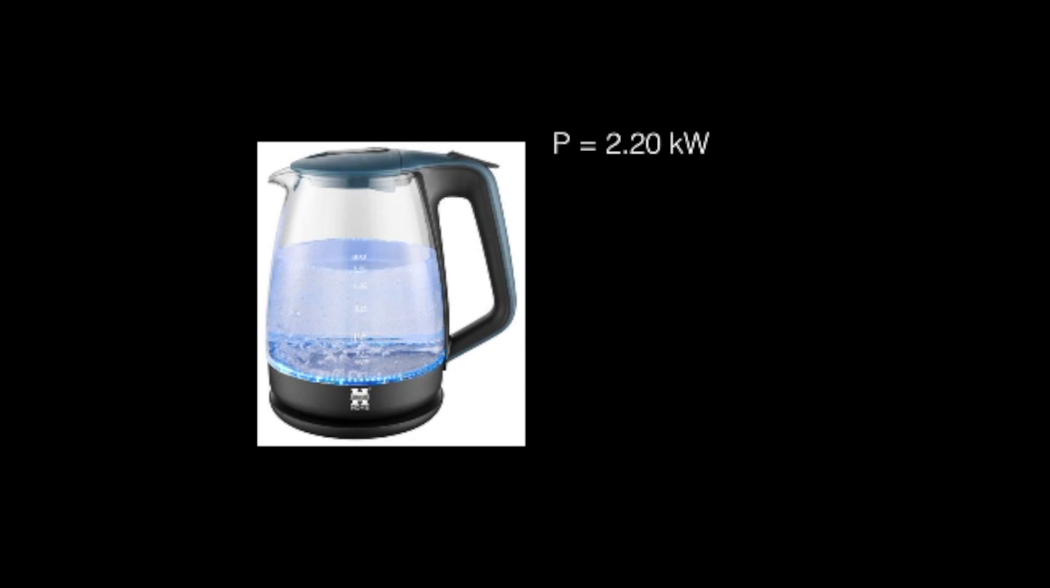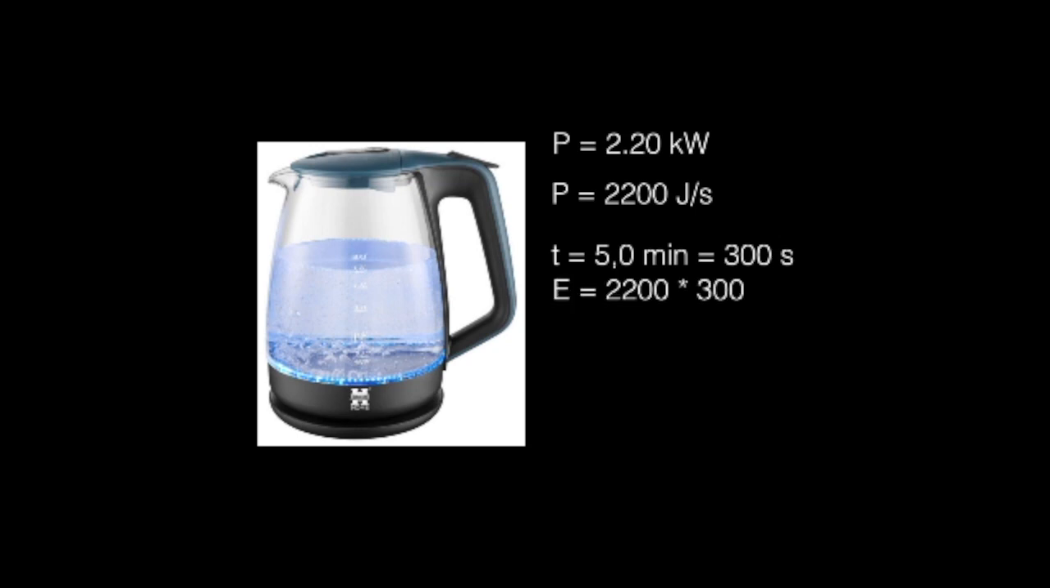We can also calculate how much energy it used when bringing the water to a boil. We know the power is 2.2 kilowatts, which is 2200 joules per second, and the time it took to boil the water was 5 minutes, so this is 300 seconds. If we multiply those two numbers, 2200 joules per second by 300 seconds, we get the total amount of energy consumed by the water cooker, which comes down to 660,000 joules, which is 660 kilojoules.